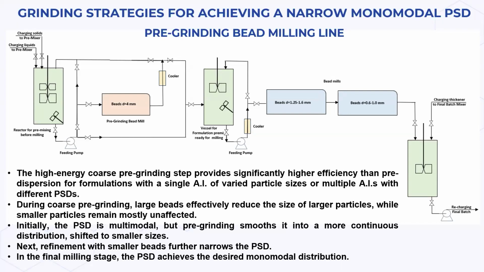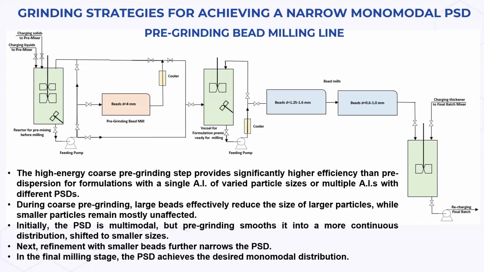During this process, larger beads are employed to efficiently decrease the size of larger particles, such as those in the 200 to 300 micron range, while smaller particles below 100 microns remain unaffected. At the outset, the PSD exhibits a multimodal nature, but coarse pre-milling transforms it into a more continuous distribution, shifted towards smaller particle sizes.